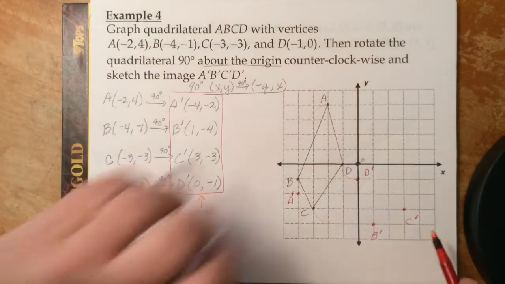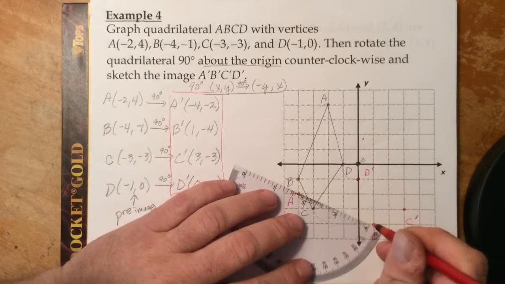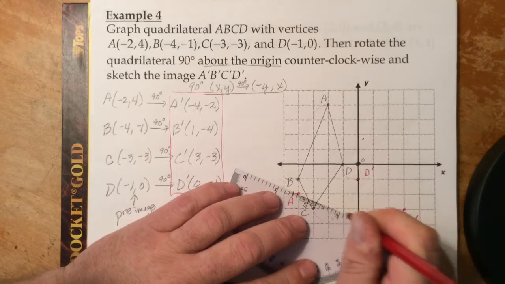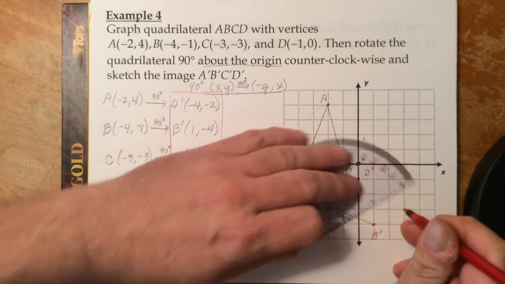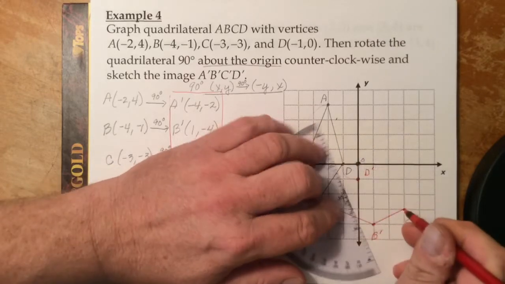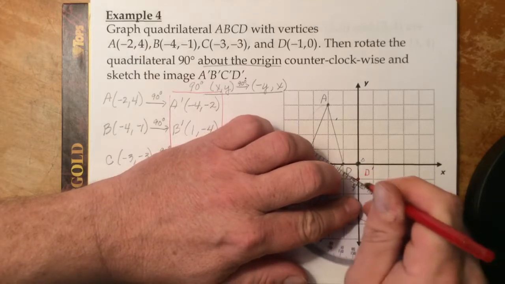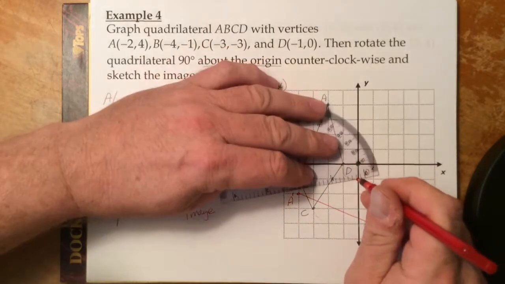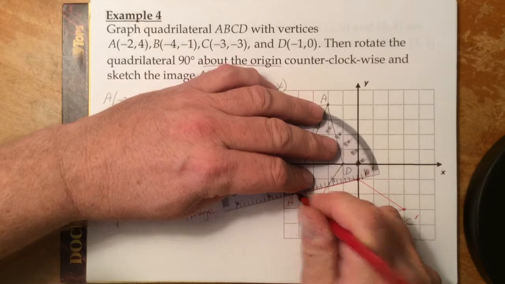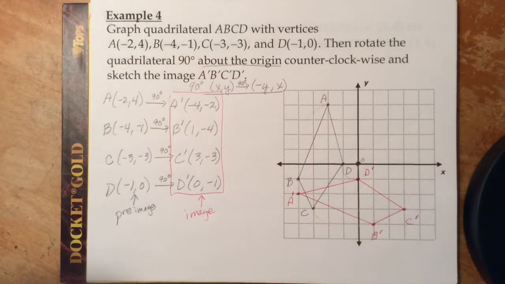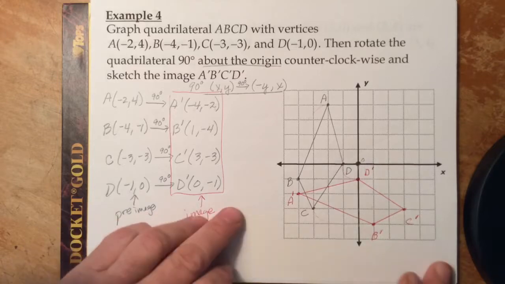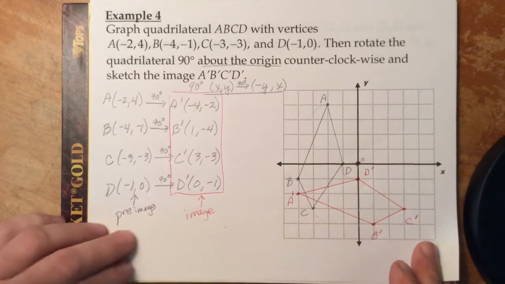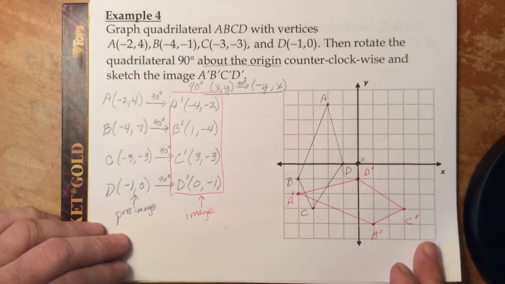Take a straight edge and connect A prime, B prime, C prime to D prime and back to A prime. And A prime, B prime, C prime, D prime is the 90 degree counterclockwise rotation about the origin of A, B, C, D. And you try practice 4.